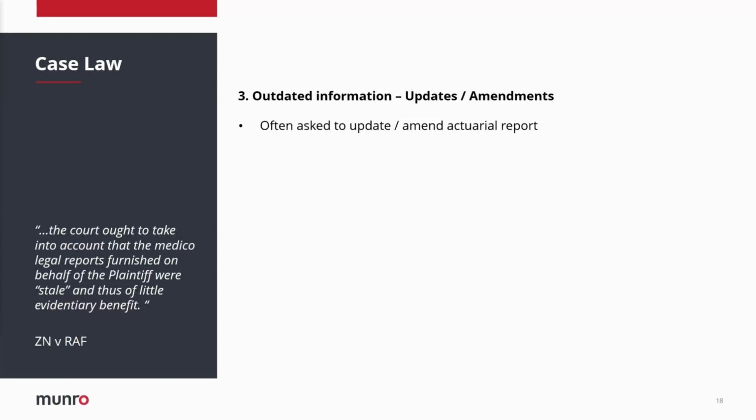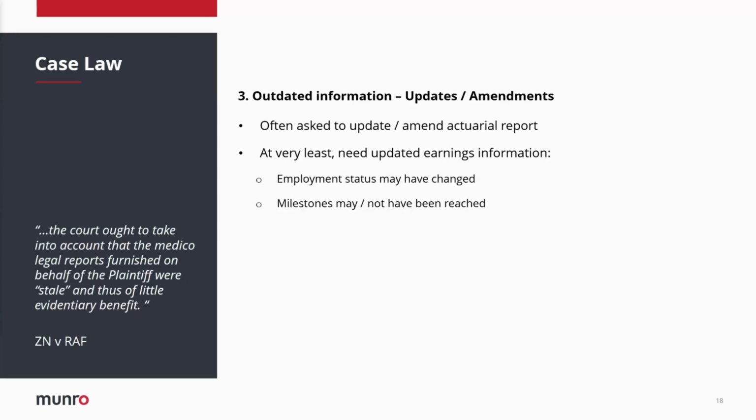We are often asked to update or amend an actuarial report. We're obviously always quite happy to do that, but at the very least, and especially in cases where somebody was employed, we need updated earnings information. We need an update on the employment status. For children, it might really be worthwhile to consider any achievement of milestones.